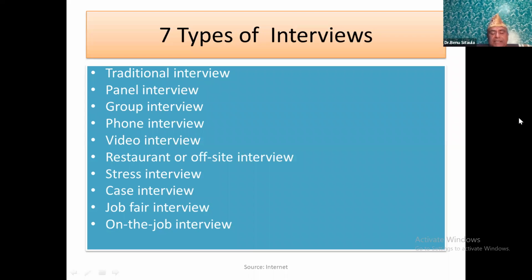In a stress interview, the interviewer will ask the interviewee unusual questions also, questions that are not expected by him. This type of question is also asked in the interview, and this type of question puts the interviewee under stress. That is why it is known as a stress interview.